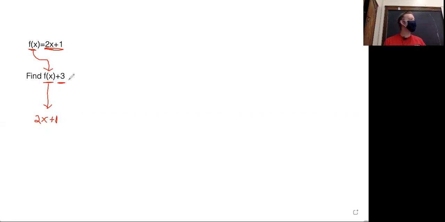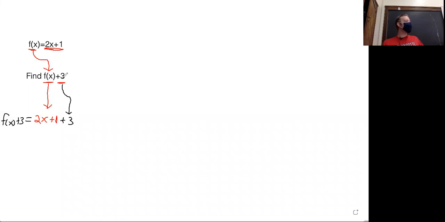Now, have I messed with this 3 at all? Have I done anything with that 3 yet? No, I haven't. So that's going to stay the same. So let me change my color. I'm color coordinating. So that plus 3 is going to stay here on the end. So I took f of x, because we have f of x plus 3, and I substituted in what I know f of x is equal to. We know that f of x is equal to 2x plus 1. So I replaced this f of x with 2x plus 1, and I kept that plus 3 the same here.